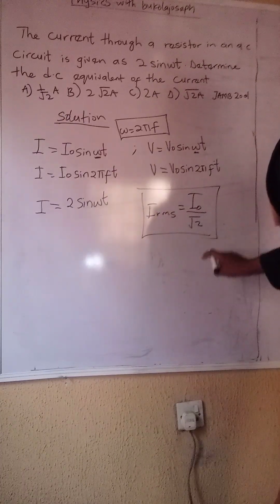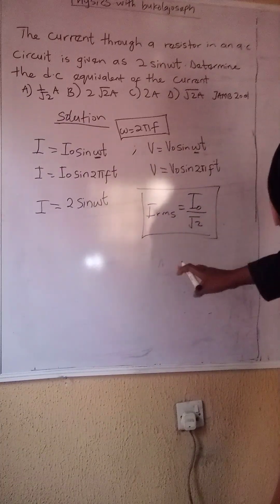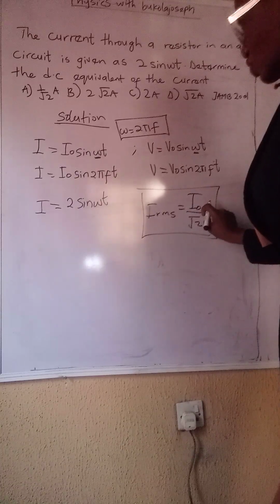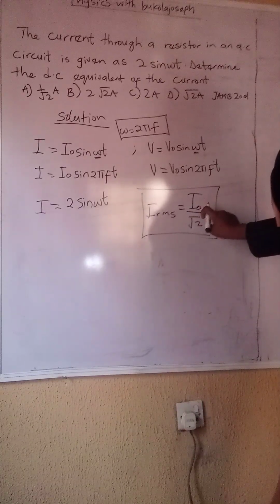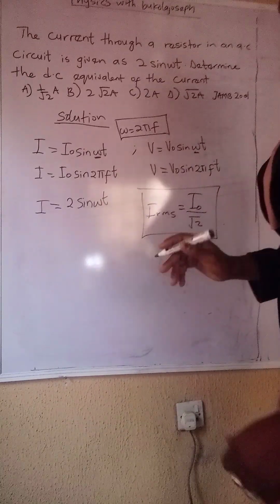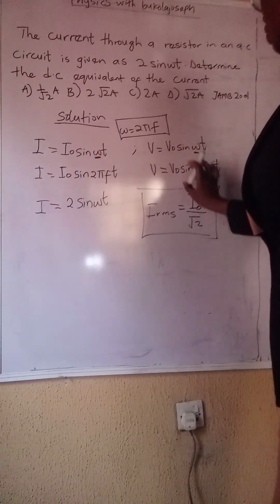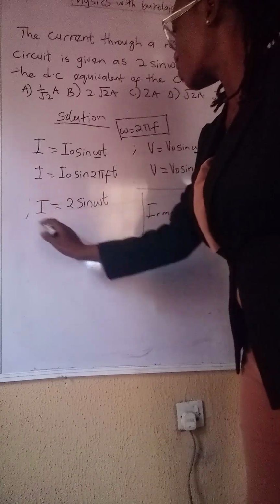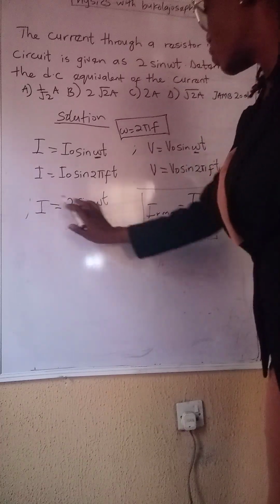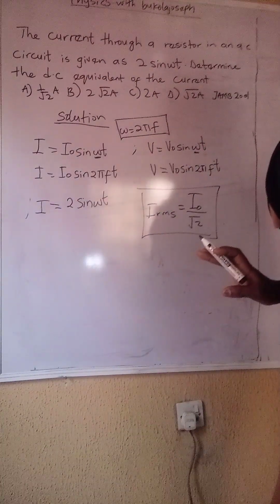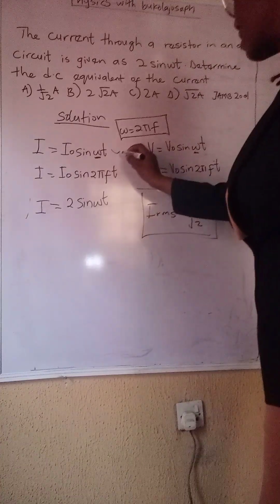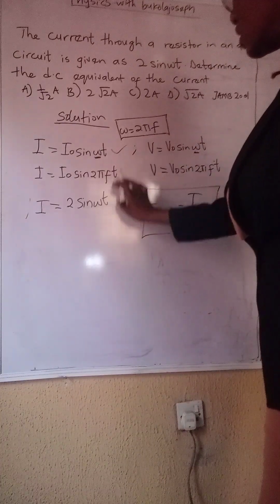Now, this root 2 is a constant. We are going to be looking for I naught. We don't know I naught, but we can find it. So which relationship amidst all this do you think suits what we are given as current? This is what we are given as current. Which of it suits what we are given as current? I think this is best. This is what will relate with this.